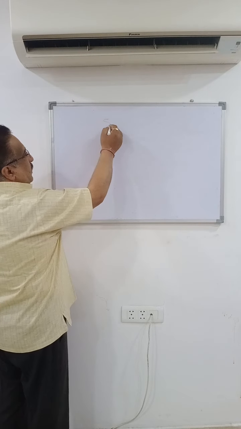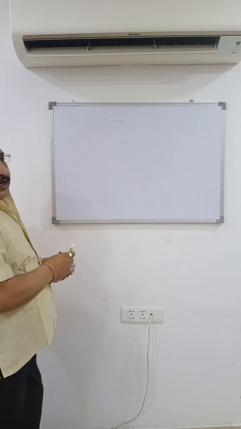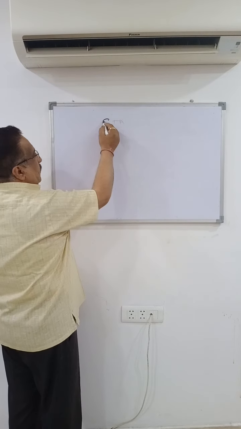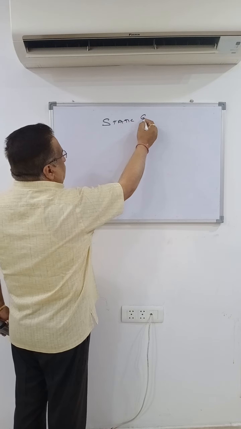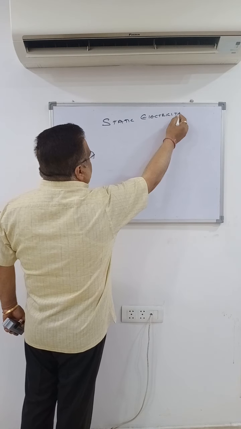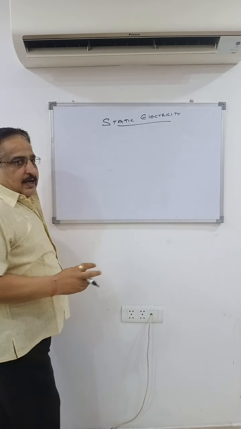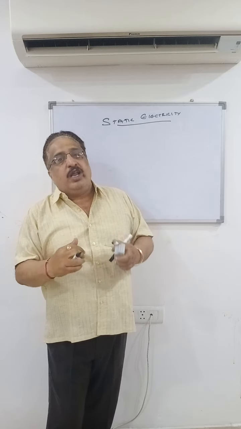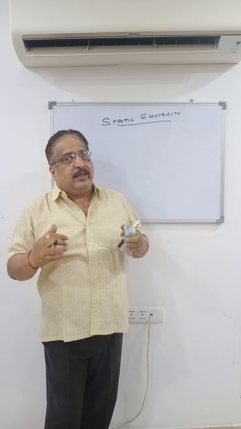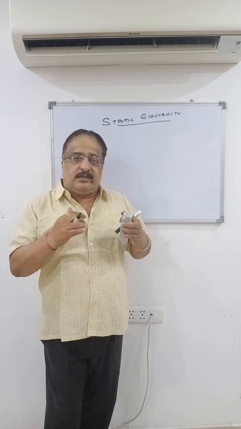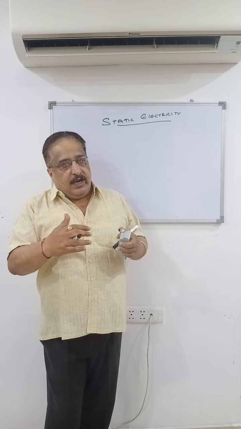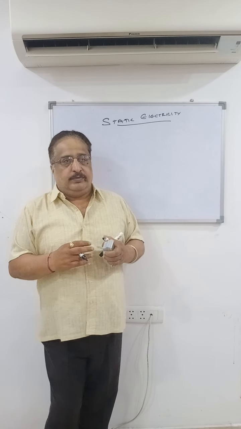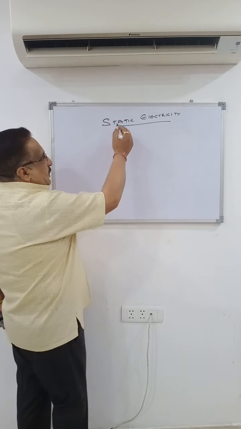Static Electricity. What is static electricity? The electricity inherent in an object, present inside an object, is called static electricity. That is, the electricity that does not move is called static electricity. And the electricity that has a property of movement, that is called current electricity. Is that clear?